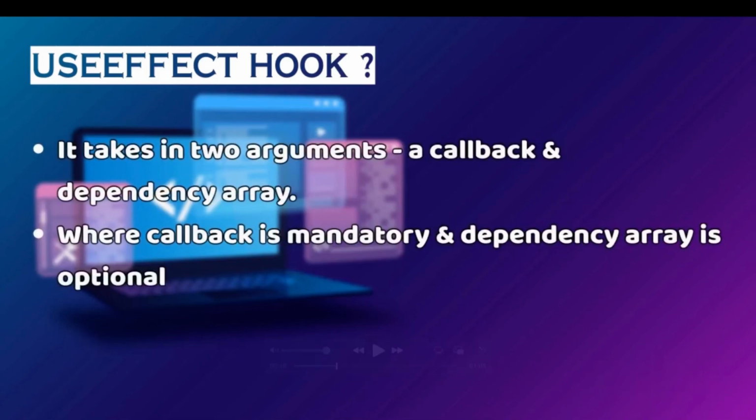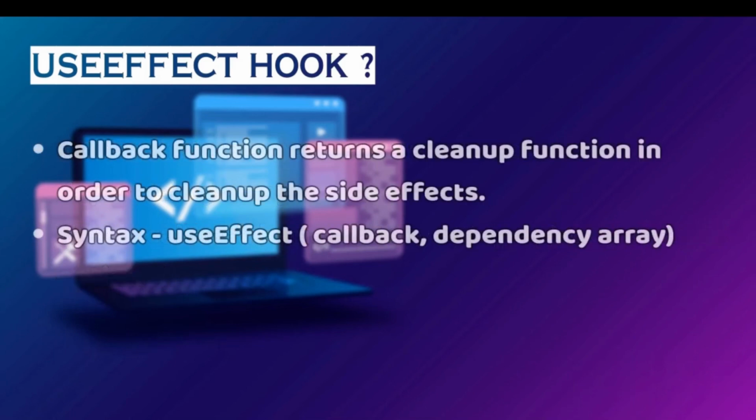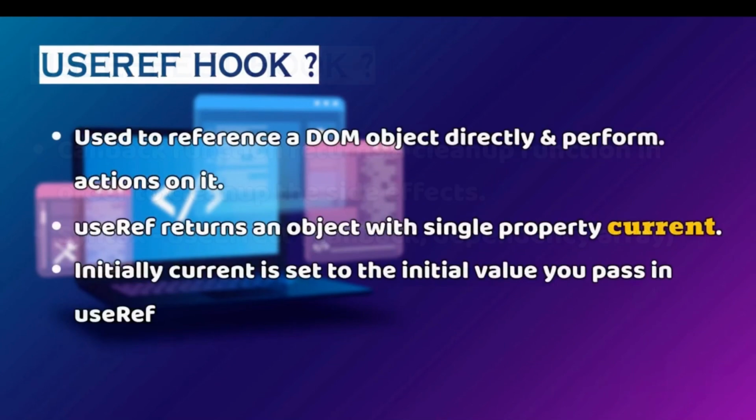So basically, the useEffect hook takes in two arguments. One is a callback and the other is a dependency array. The callback is a mandatory parameter, whereas the dependency array is optional. The callback function returns a cleanup function in order to clean up the side effects which we already injected. And the syntax for useEffect is useEffect of a callback function, and the second argument is the dependency array.